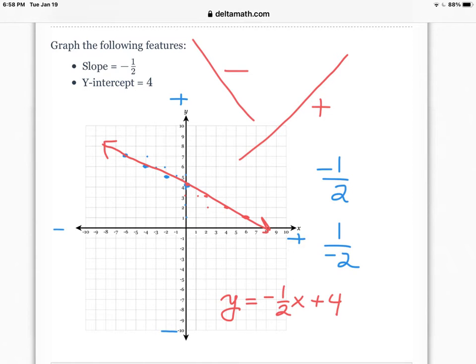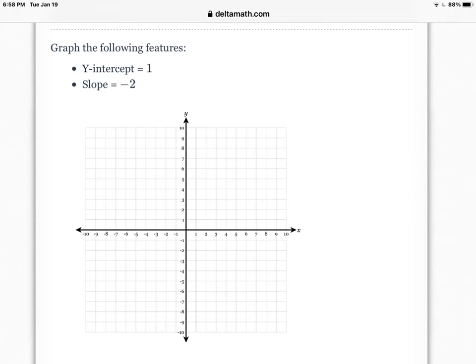Okay? Here's another one. Y-intercept is 1. In this case, the slope is -2. Well, that slope, again, should be a rise over a run. Our rise is -2, but we turn an integer into a fraction by putting a 1 underneath it. So I'm going to start at that 1, and then from there I'm going to go -2 and +1. So down 2 in the negative direction and 1 in the positive direction.